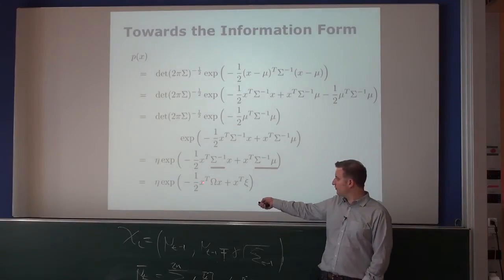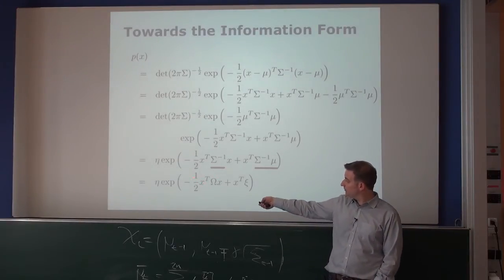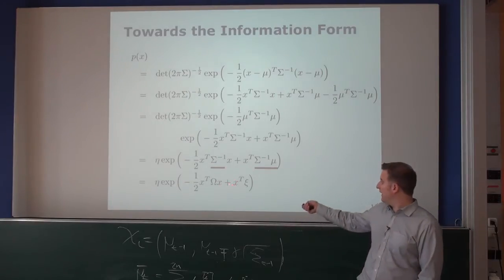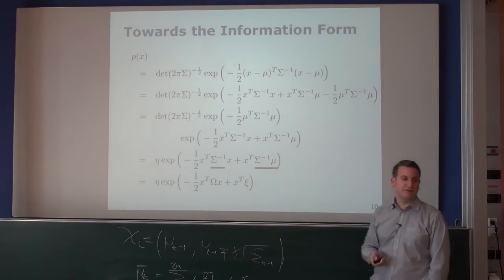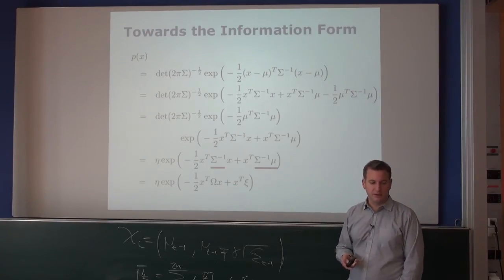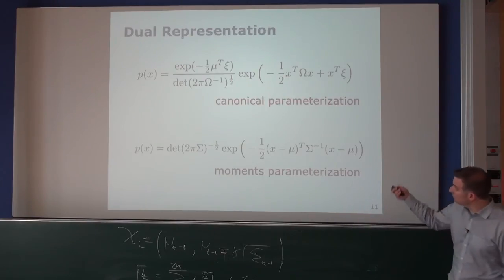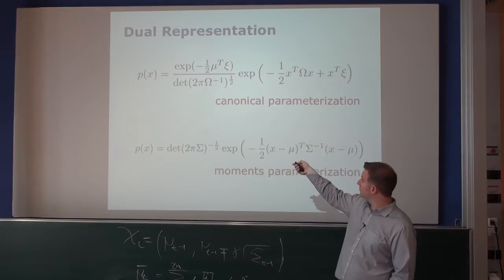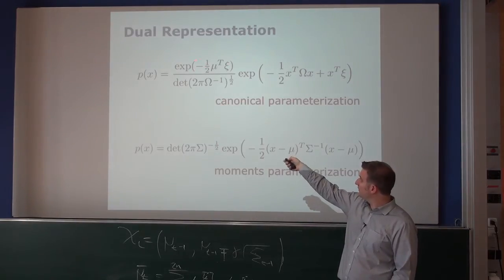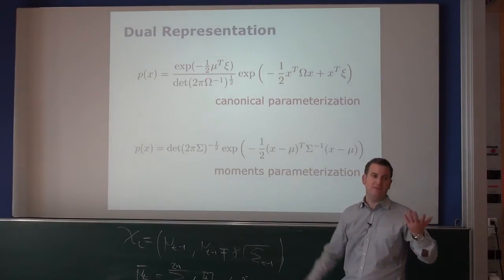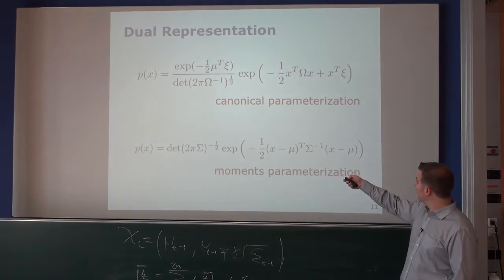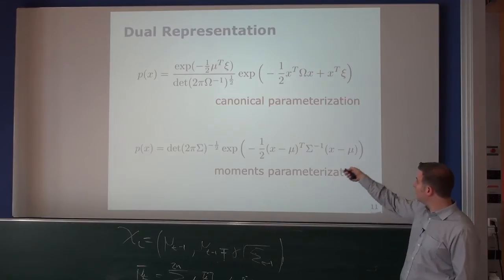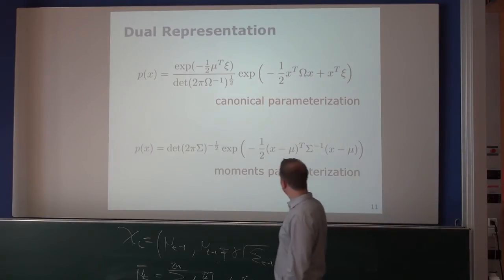So I have my x, which is multiplied here. This is actually a quadratic form, something notable, plus the transposed vector x multiplied by the information vector. So what we end up having is a dual representation. This is what the information or canonical parameterization looks like. Again, this is the constant which came from the Gaussian. And so now, exactly, we have our form here, and this is our canonical representation.